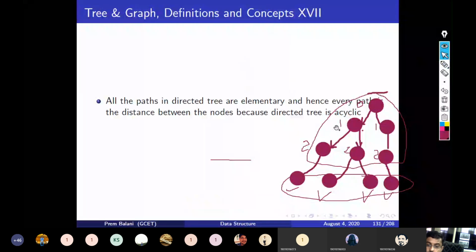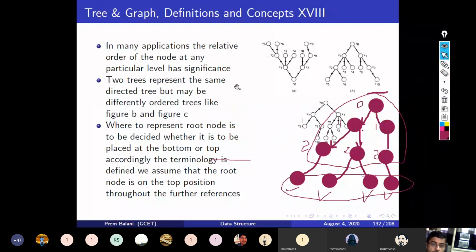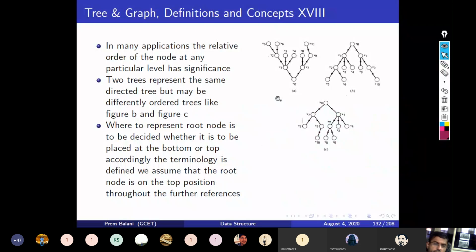And all the paths in the directed tree are elementary, right? Because there are no cycles, and if you remove cycles from a non-elementary path, it becomes an elementary path, and there are no cycles in the tree. So all the paths in a directed tree are elementary, and hence every path is the distance between the nodes, because a directed tree is acyclic, right? Okay. So let me remove this from here. Let's go ahead.